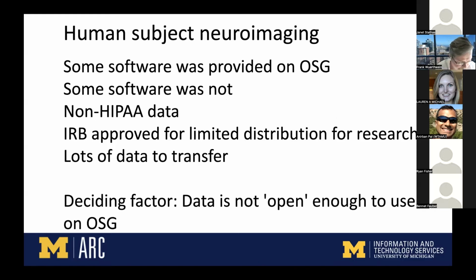The human subject neuroimaging turned out badly for them and for me and for us. There was some software that was not provided on OSG that was needed, but there was some that was. We did not have HIPAA data, so we didn't have to worry about that. The University of Michigan Institutional Review Board approved all of the data for limited distribution for research. We had a lot of data to transfer, and that was an issue, but the real kicker was that the data was not deemed by our compliance office to be open enough to use on Open Science Grid. So that kind of put a stop on that project.